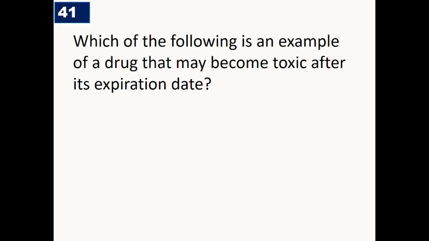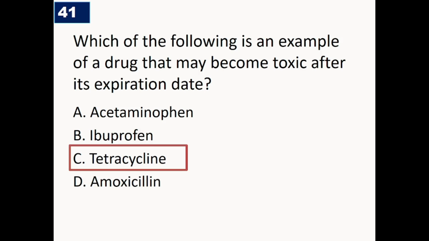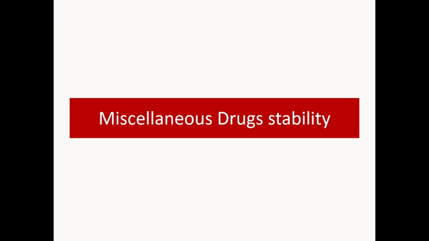Next, which of the following is an example of a drug that may become toxic after the expiration date? A. Acetaminophen. B. Brufen. C. Tetracycline. D. Amoxicillin. The correct answer is tetracycline. Tetracycline can become toxic if used after the expiration date.